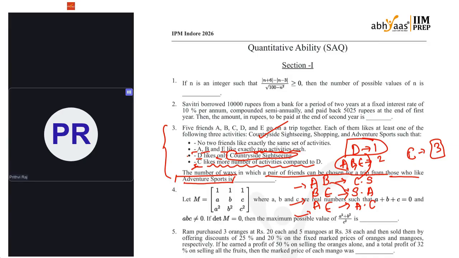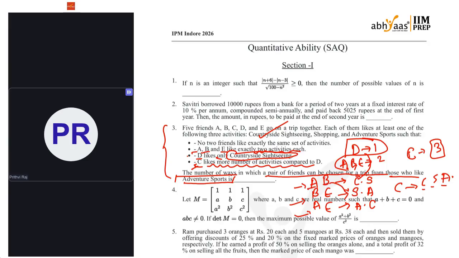Now, what about C? C has to go to three activities, and the three activities are countryside sightseeing, shopping, and adventure sports. Now, the number of ways in which a pair of friends can be chosen for a trip from those who like adventure sports. See again.